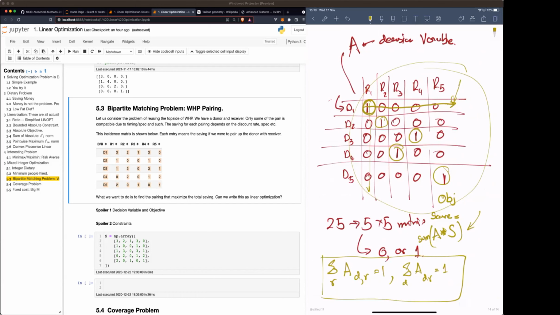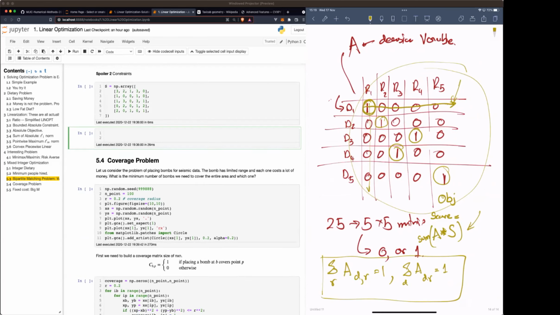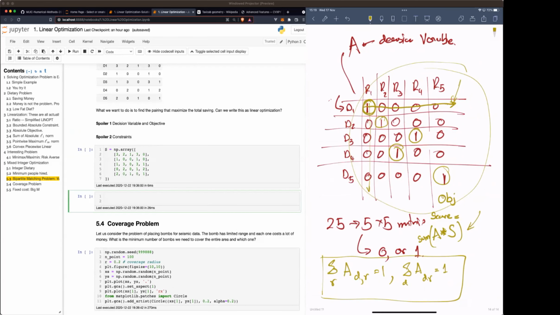Okay, so let's write these 3 things. Actually, I'm gonna help you do it because I really want to teach you the coverage problem. Coverage problem is much harder. But let's do this. So you need to define your variable.